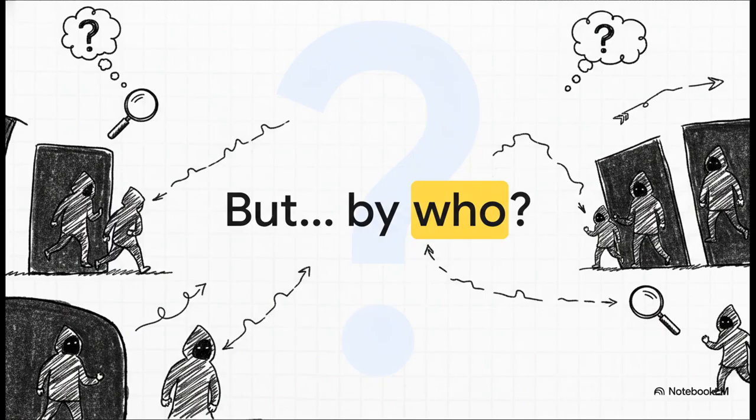Exactly. Who did it? That one simple question, by who, gets right to the very heart of what the passive voice is all about. It's a grammatical structure that, a lot of the time, deliberately hides the person or thing doing the action. And our job today is to figure out not just how it works, but why a writer would want to do that.